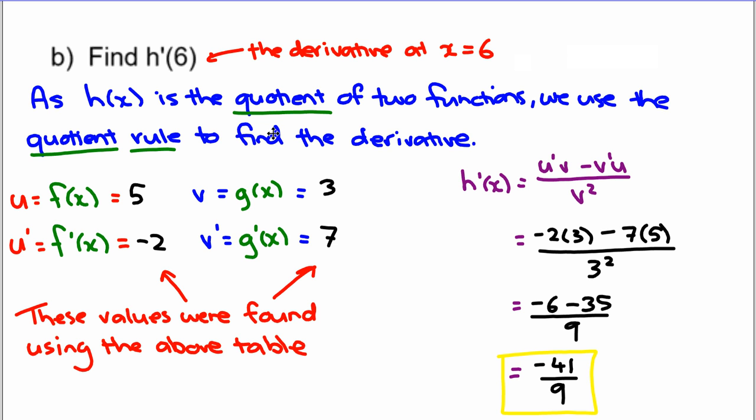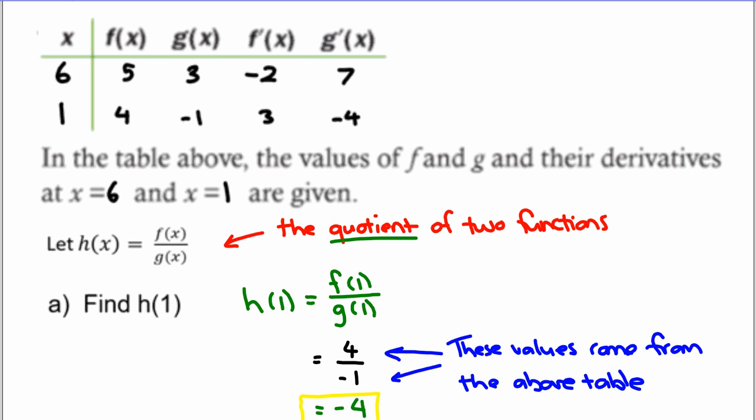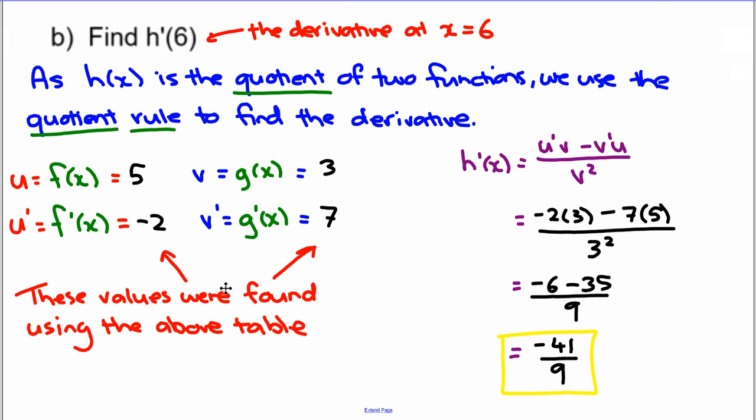So at x equals 6, what are these two values? From the table, f dash at x equals 6 is just -2. g dash at x equals 6 is 7. So write those out, -2 and 7. Then plug them into your lovely little quotient rule. And notice I made a point, in case you forget in future months and you want to look back on these notes: these values in black came from the table above. You might forget that in a few months' time.